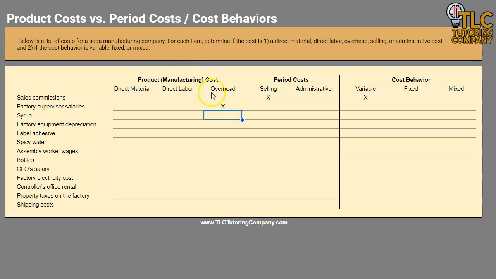All right, let's go to our cost behavior. This is a salary, so variable, fixed, or mixed? Is the salary going to go up as we produce more? No, it's a salary. That would be fixed.